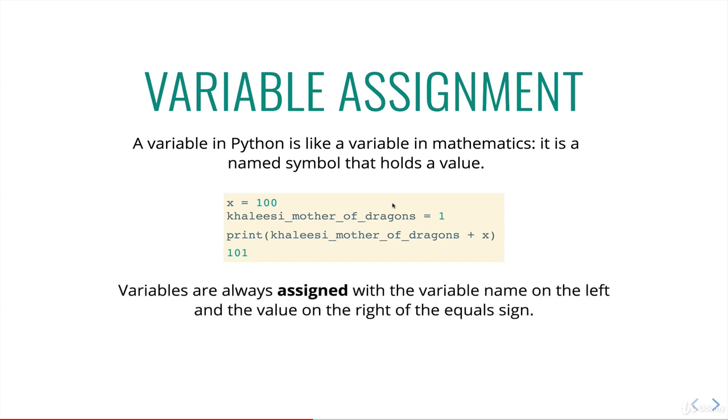Okay, so to wrap this slide up, variables are always assigned with the variable name on the left and the value on the right of the equal sign. And this, again, is variable assignment. So we have to tell Python, hey, I want a variable called x, set it equal to 100.